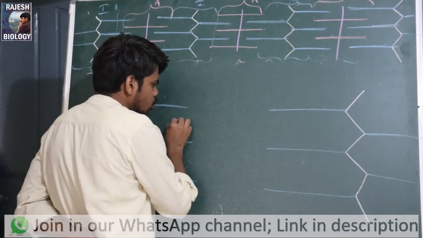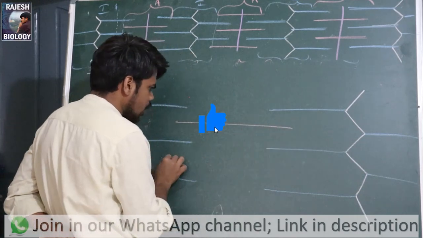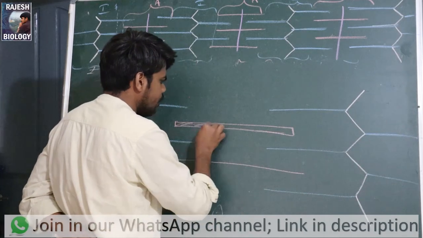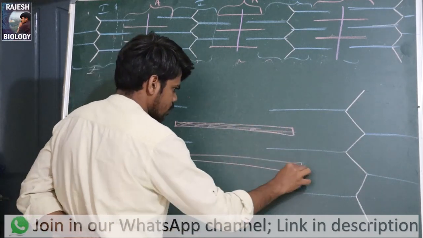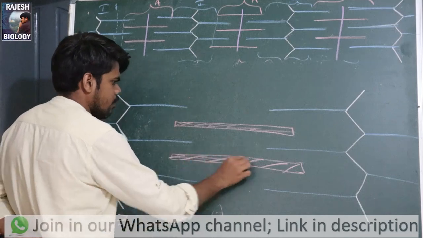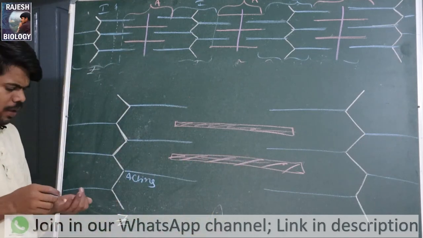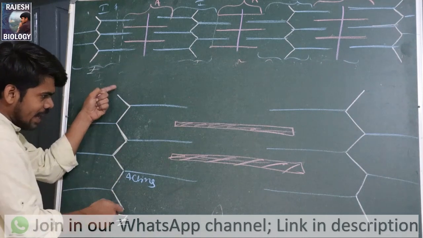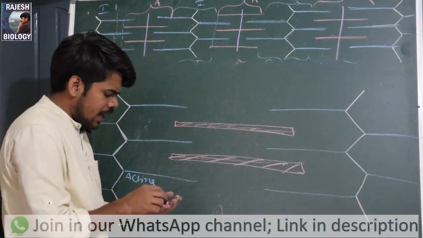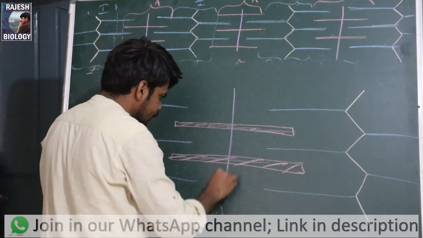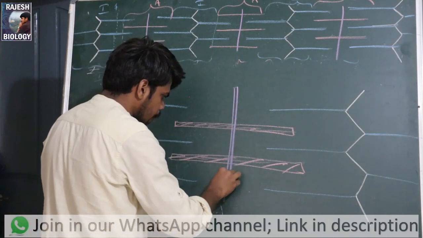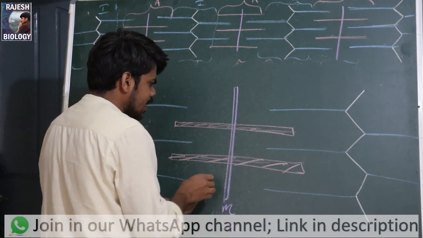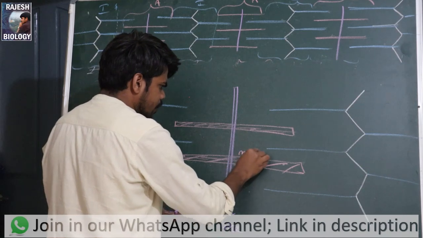In between these two actins, there is a myosin. Myosin is a thick band like this. Like the actins bind with one G line, here myosin also binds with one M line. This is the M line. In the red color it is myosin.